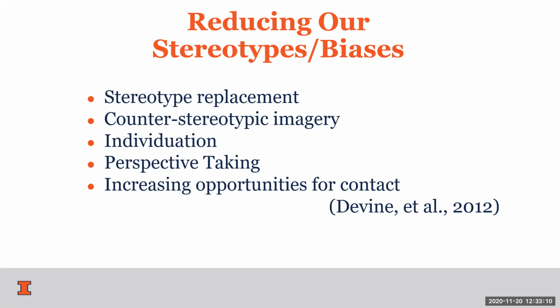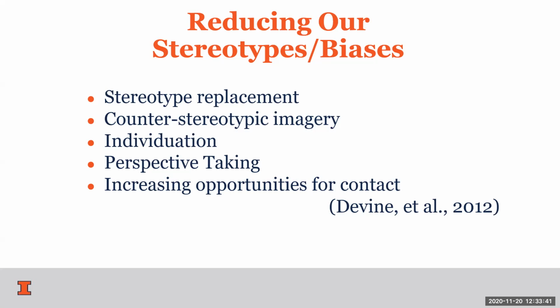Another similar way to do that is counter-stereotypic imagery, where we actually identify an individual who counters that stereotype and we bring them up. And so if we have a racial stereotype going off about folks from Central and South America, immigration status kinds of questions, we bring up an individual we might know and think about the ways that they counter that stereotype and what that looks like.